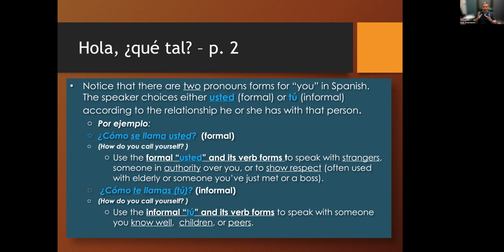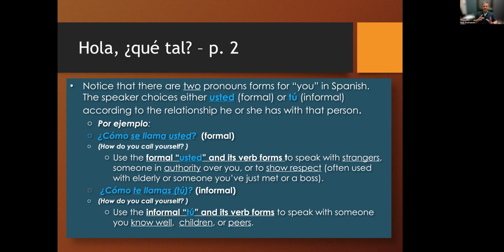If you're ever not sure, then use usted. Usted is not going to offend anybody. They may think it's strange if you're talking to a 12-year-old in usted, but you're not going to offend them. If you were to go up to your boss and start talking to him in tú, that would be offensive to the wrong person.